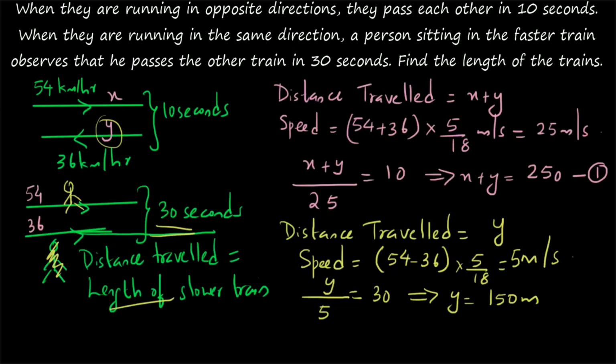And what is our first equation? x plus y is equal to 250. So x is equal to 100 meter. So the lengths of the trains are 100 meter and 150 meter. The length of the slower train is equal to 150 meter and the length of the faster train is equal to 100 meter.